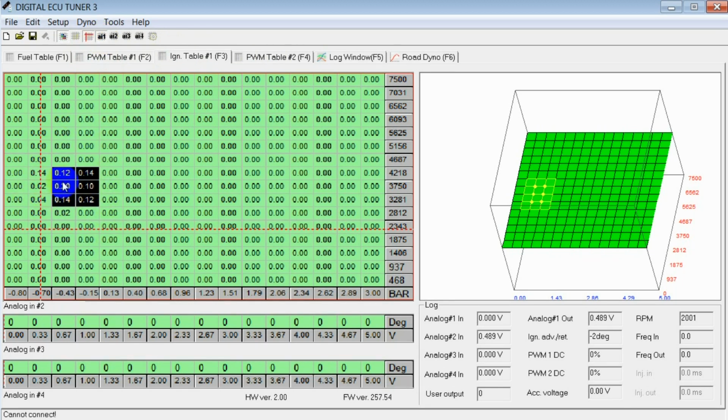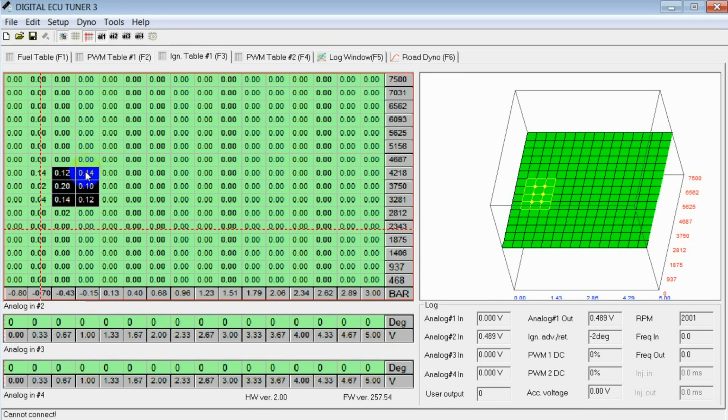So these are the average voltages that the engine ECU was receiving at these RPMs and at these loads. So you can see basically the map is pretty good everywhere, except in this area here, which is around 3,100 up to sort of 4,700 RPM, which is the area that we were having the knock in those two previous videos when we were looking at the LED.